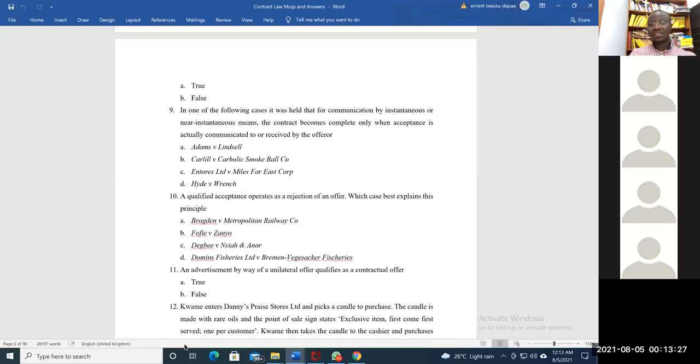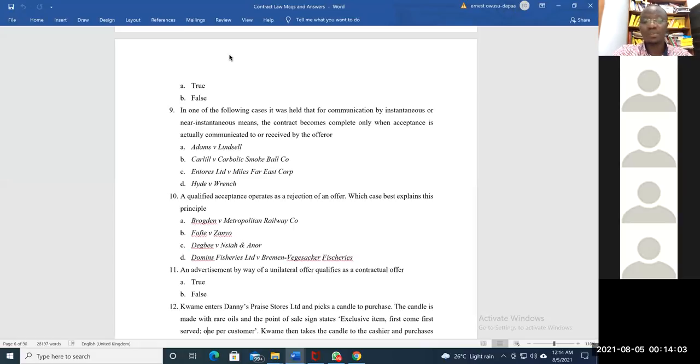Okay, some have written, a number have written C, and one person has written A. I think this is straightforward. Adams and Linsell, you know that it laid down the postal rule, isn't it? Once you have written the acceptance and you are posting it in the usual way, acceptance is deemed to have taken effect from the moment that you posted, and not when it got to the recipient, the offeror. That is Adams and Linsell.